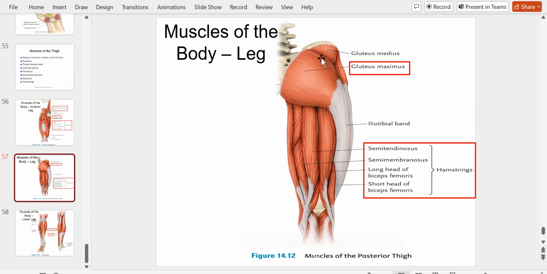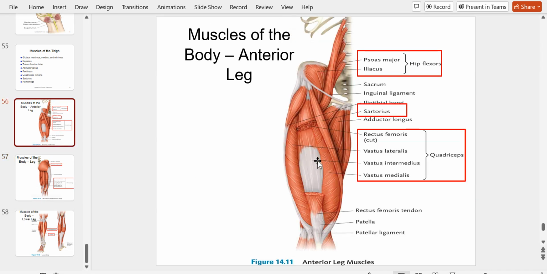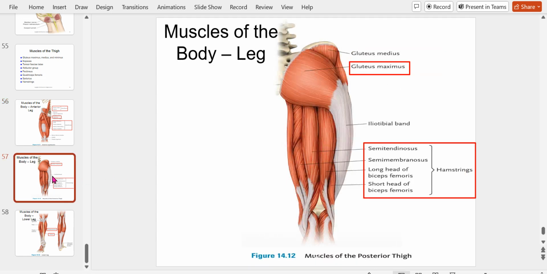Posterior of the leg, there's the gluteus maximus. And to counter the quadricep, the antagonist to the quadricep is the hamstring. And you'll see the muscles involved there with the hamstring.